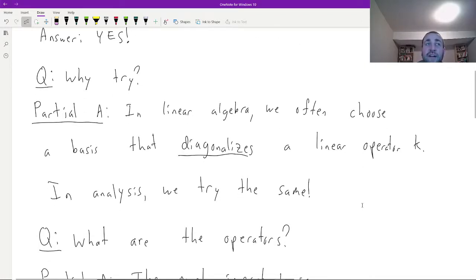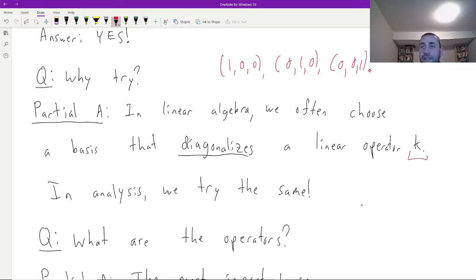Remember, in linear algebra, there was sort of a natural basis, right? The one that looked like (1, 0, 0), (0, 1, 0), (0, 0, 1). That was what you sort of got started with when learning linear algebra. And then very often, when we would choose another basis, the basis would come by taking a linear operator or a matrix K and choosing a basis that diagonalized that linear operator. Now, in analysis, we can do the same thing. And in fact, it turns out that that's quite fruitful.